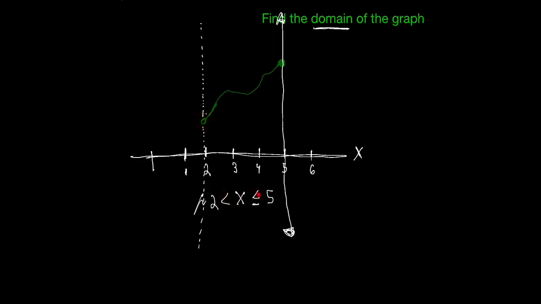So again, the less than or equal to comes from this closed circle, and the less than, just without the equal, comes from this open circle. And this right here, that would be the domain of this function, or sorry, this graph. That's it. So let's do another example.